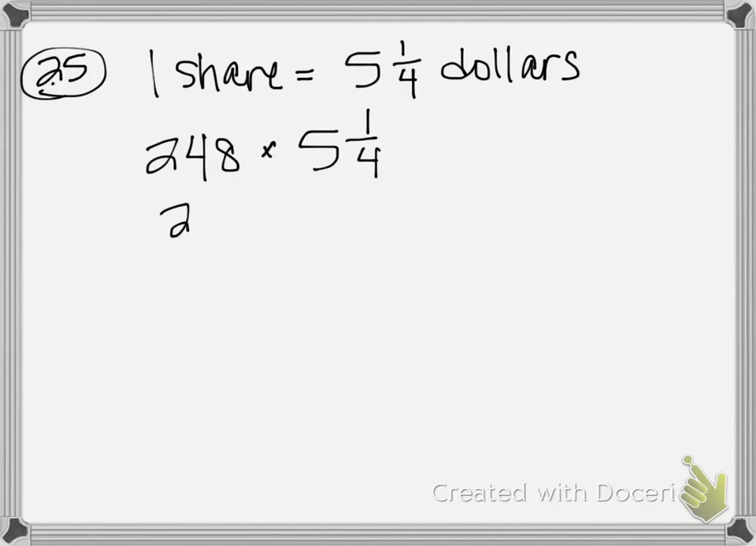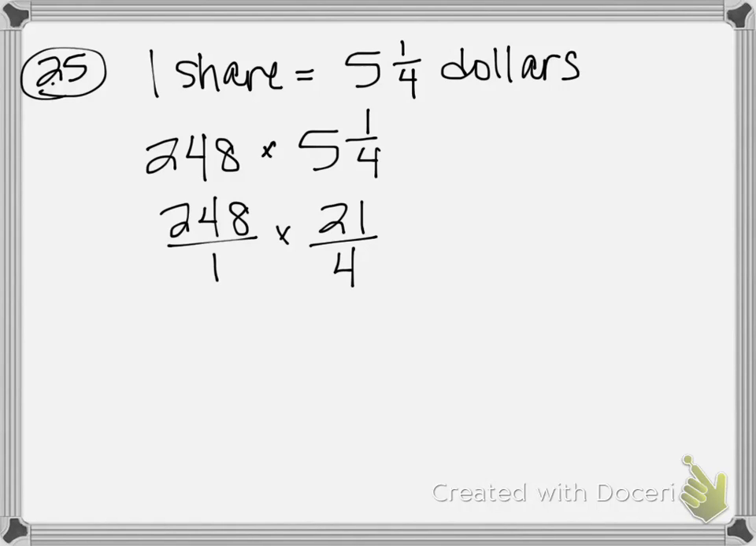So how do we work with whole numbers and mixed numbers when we're multiplying? Well, we need to make everything a fraction. So I'm going to turn 248 into 248 over 1. And I'm going to convert 5 1/4 into an improper fraction. How'd you get 21 over 4? Yeah, just take your denominator, multiply it by the whole number, and add the 1. And then you keep the denominator.